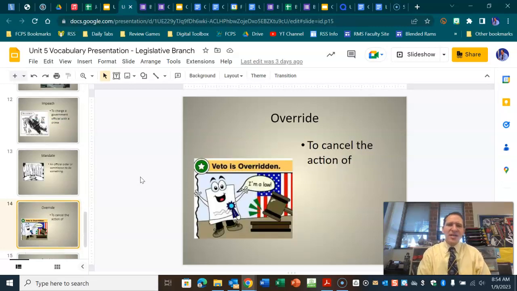To override, we're going to talk about vetoing a bill. A veto is when an executive cancels a bill. Override is to cancel the cancel. So Congress passes a law, the president vetoes it. Congress can override that veto, but they need a 2/3 vote in both houses. So it's very difficult to override a veto.